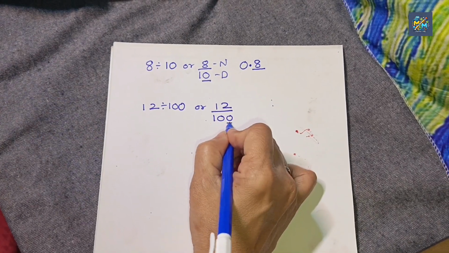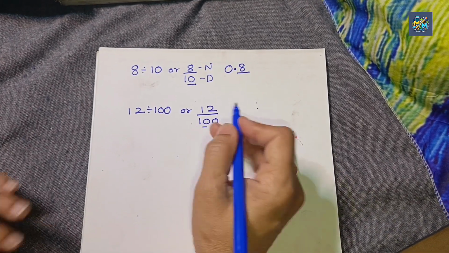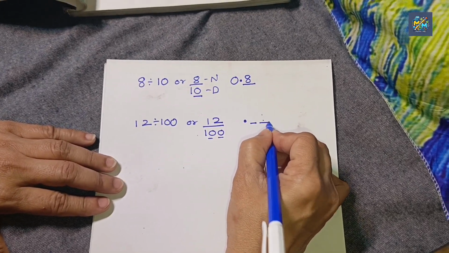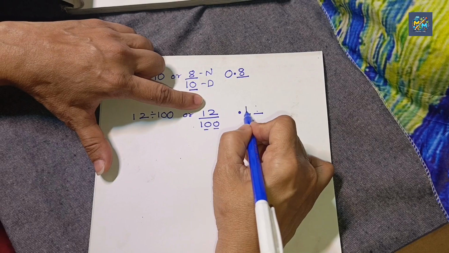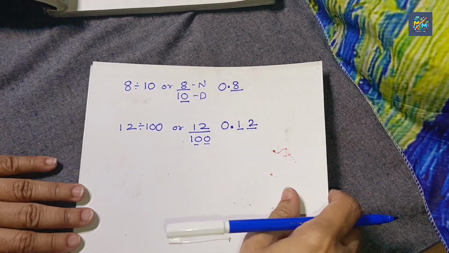Now the second sum is 12 divided by 100, or I can write it as 12 upon 100. How many zeros? Here there are two zeros. So obviously, after the decimal there are going to be two numbers, which are already here. This is 1 and this is 2. So this is going to be my answer.